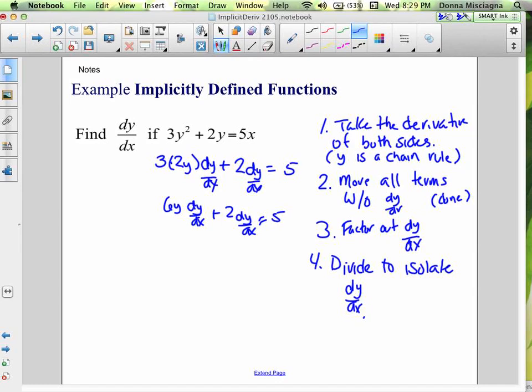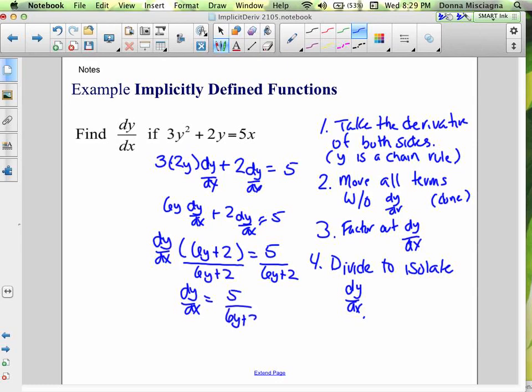We'll factor out dy/dx. That just means we're going to divide both of those terms by dy/dx. So if we factor out the dy/dx, we'd be left with 6y plus 2 equals 5. And now divide both sides by 6y plus 2 to isolate dy/dx. And that's all there is to it. So dy/dx equals 5 divided by 6y plus 2. And we're done. Right? A lot of times your derivatives may end up with x's and y's in them. That's okay. This one only has a y. On to the next one.